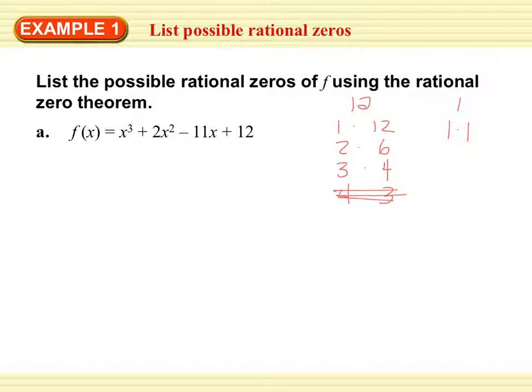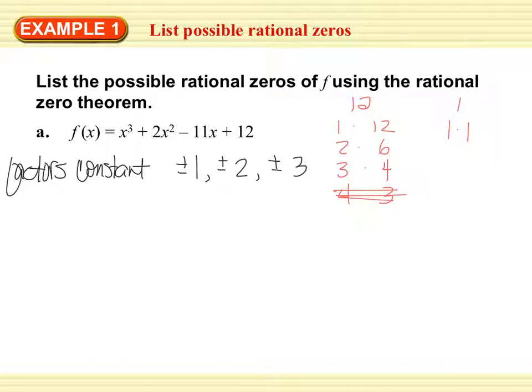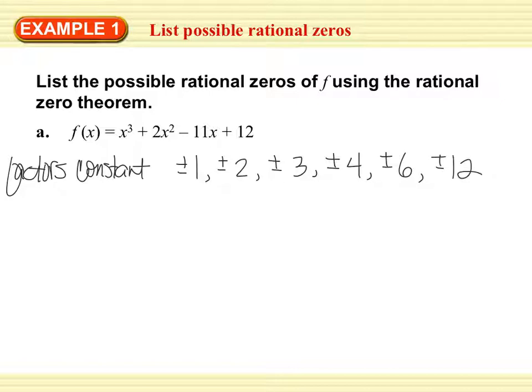So I can list factors of the constant. Now these can be positive or negative. So we've got positive and -1, positive and -2, positive and -3. I'm going to erase these now. You can rewind and write them again if you'd like. Positive and -4. Let's see, 2 times 6 and 12. Now factors of the leading coefficient are just positive and -1.